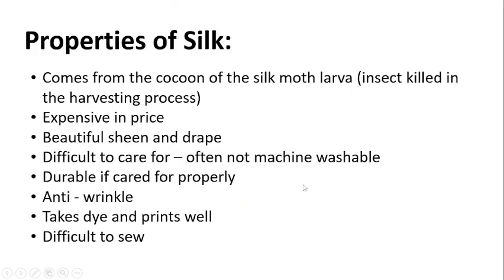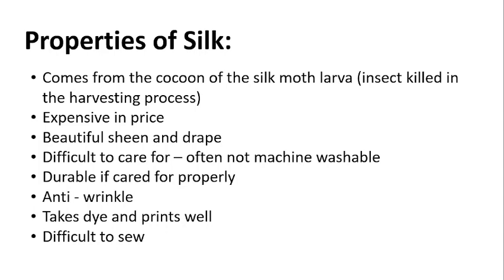So what are the properties of silk? Silk comes from the cocoon of the silk moth larva. The insect is killed in the harvesting process. It's expensive. It has a gorgeous sheen, that shininess and drape. It flows very nicely, shines very nicely. It's very difficult to care for though, and it's often not machine washable. It's durable if cared for properly. It has anti-wrinkle properties.